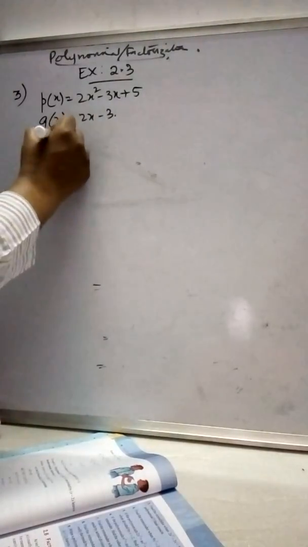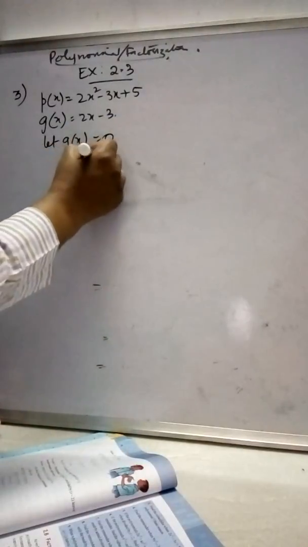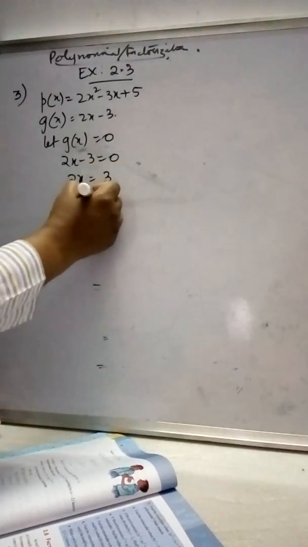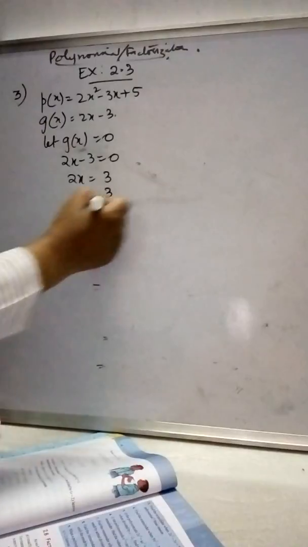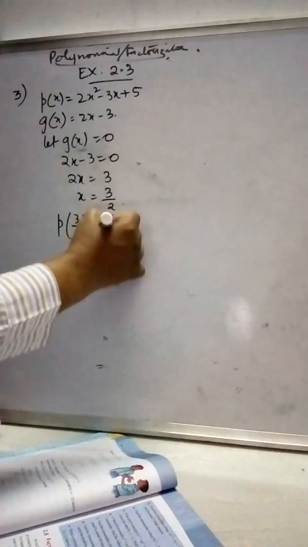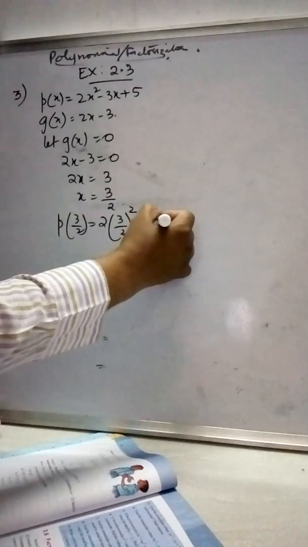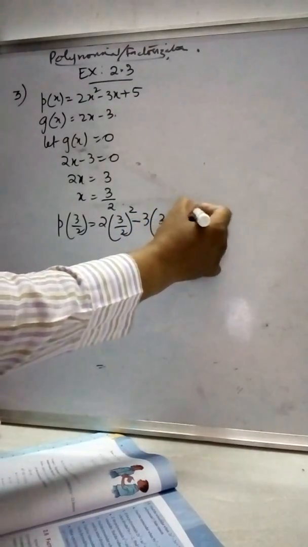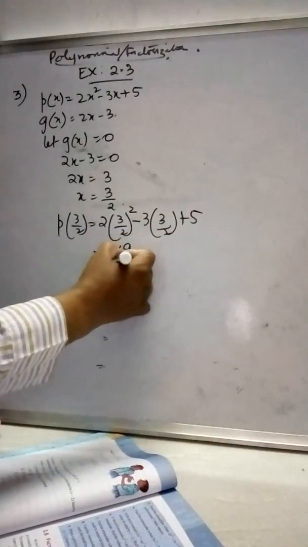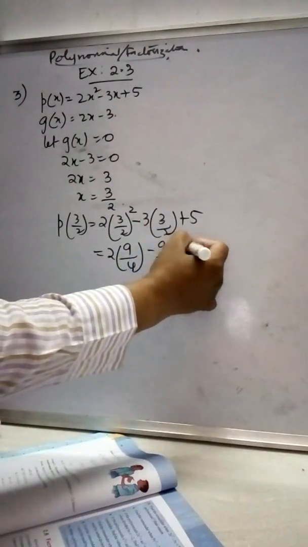So let g of x be equal to 0. That implies 2x minus 3 is equal to 0, 2x is equal to 3, x is equal to 3 by 2. So p of 3 by 2 will be equal to 2 into 3 by 2 whole square minus 3 into 3 by 2 plus 5. So this gives me 2 into 9 by 4 minus 3 3s is 9 by 2 plus 5.